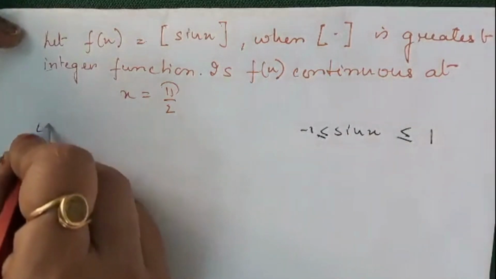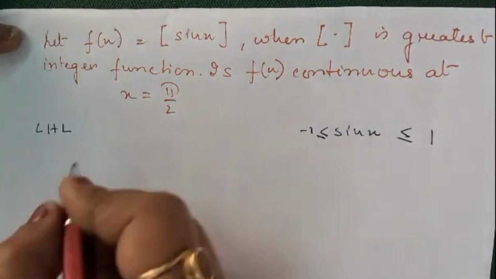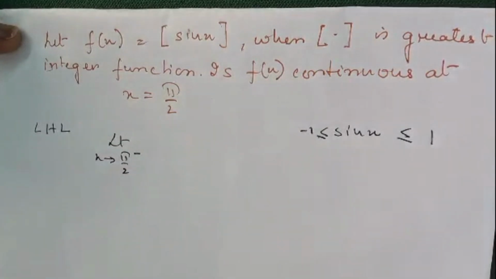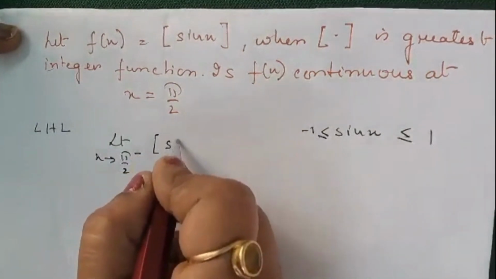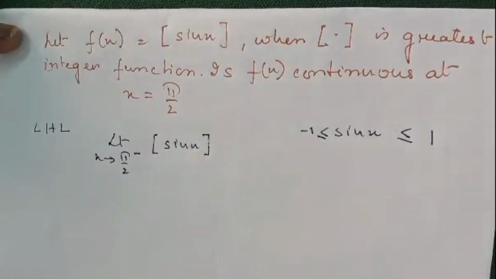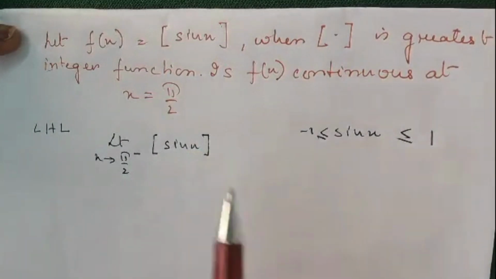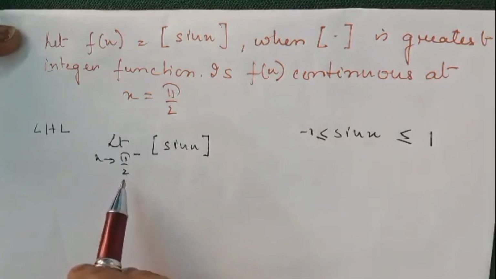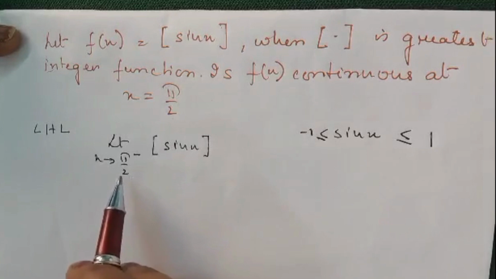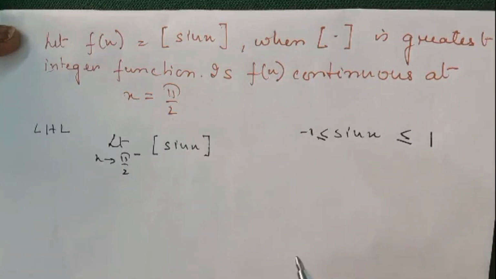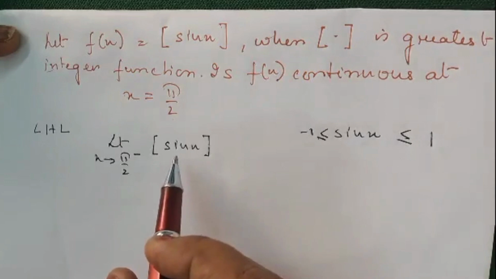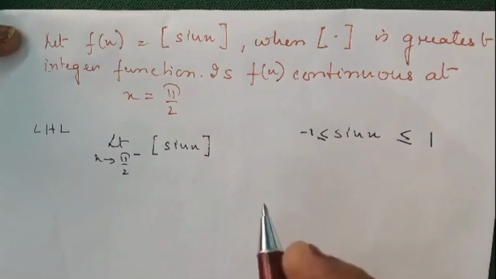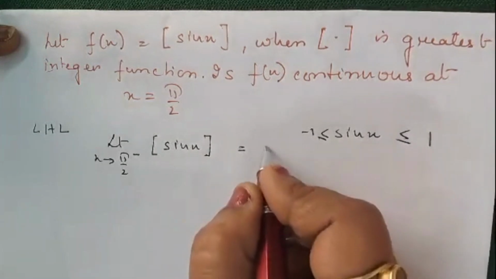So let us do the left hand limit: limit x tends to pi by 2 minus of box sin x. Now we know that sin pi by 2 is 1, and since x is approaching from the left hand side of pi by 2, that means when the value of x is slightly less than pi by 2, then the value of sin x is slightly less than 1. So then its box value will be 0.